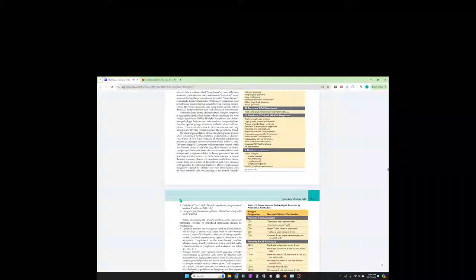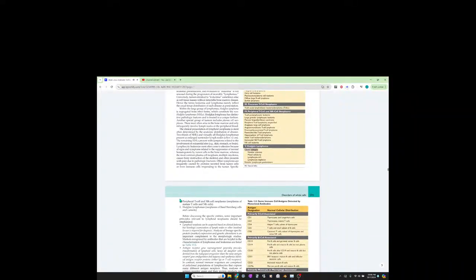Fifth, Hodgkin lymphoma, classic subtypes: nodular sclerosis, mixed cellularity, lymphocyte-rich, lymphocyte depletion, and nodular lymphocyte predominant. NK, natural killer. 4. Peripheral T-cell and NK cell neoplasms, neoplasms of mature T cells and NK cells. 5. Hodgkin lymphomas, neoplasms of Reed-Sternberg cells and variants.